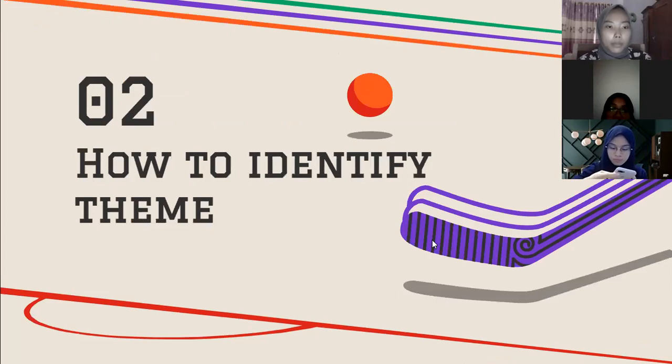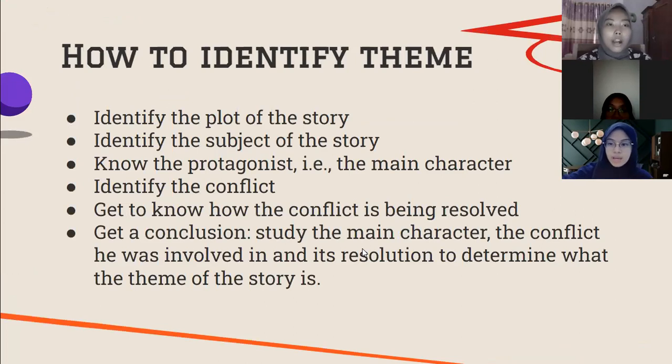Okay, for the next topic, it will be about how to identify theme. So you may ask, how do we identify theme inside the story? The first one, identify the plot of the story. When you are reading a story, note down the main literary elements such as the plot, because the plot of the story is the way the story elements are arranged. So it will give you a hint to identify the theme in the story. The second one is identify the subject of the story. You should be able to identify the subject of the story because it will help you understand the theme in the story.